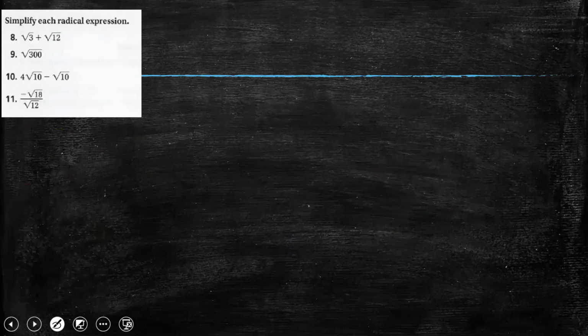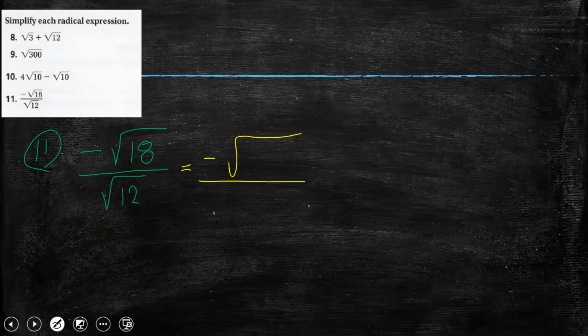Now let's do number 11. We have negative square root of 18 over square root of 12. Now I want to divide them. Divide means I have to simplify and cancel the common factors. Now 18: give me two numbers that if you multiply them, you get 18. 9 and 2.